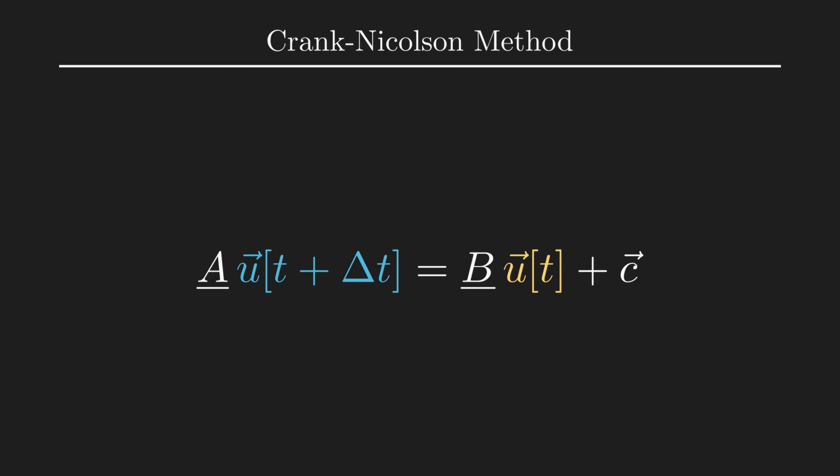So instead of an explicit expression for u of t plus delta t, we now connect them with this implicit equation, which we first need to solve for our desired u. This makes our predictions much more accurate, so we should get away with a bigger time step. The downside, of course, is that solving this matrix vector equation is computationally quite a bit more expensive than the method of lines.